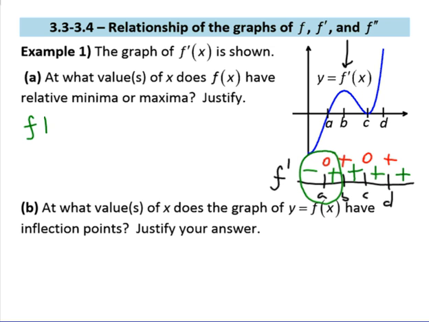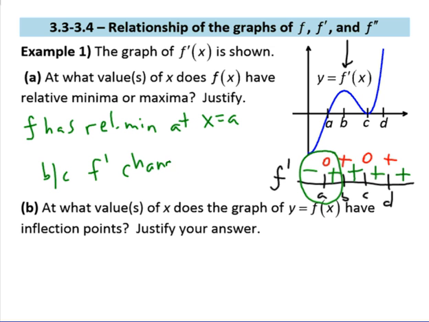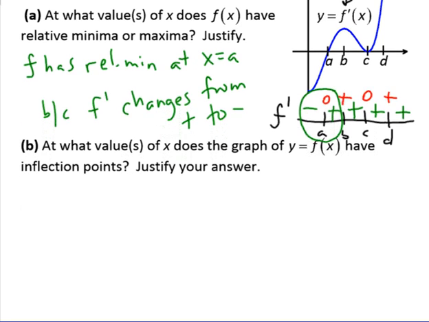So f has a relative min at x equals a, because f prime changes from positive to negative. Okay, so just looking at a little bit different type of relationship. So now looking at the same graph, we're now going to talk about inflection points.